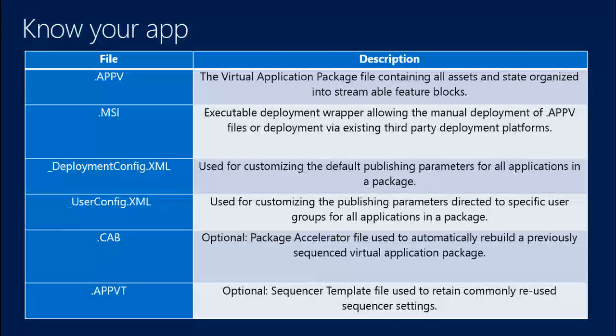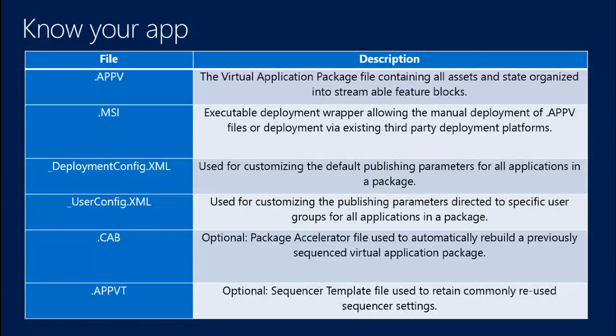And then finally, the accelerator, the cab file. If you successfully sequenced an application, you can create an accelerator which will have, along with this, the installation media and whatever customizations you went through to sequence it. It will turn your package creation into nearly a one-step process, where instead of sequencing an application, you will generate a new application using this package accelerator.